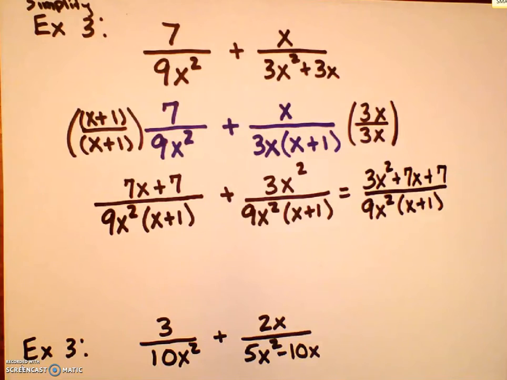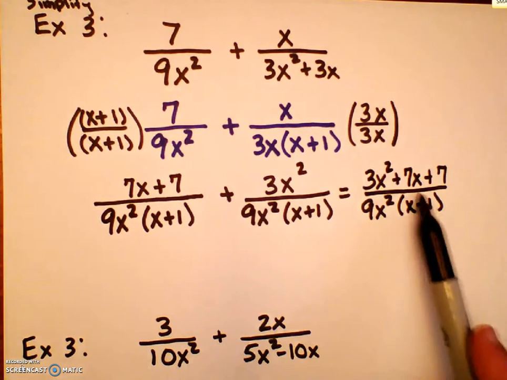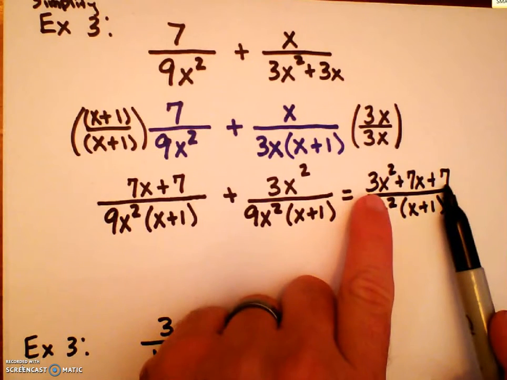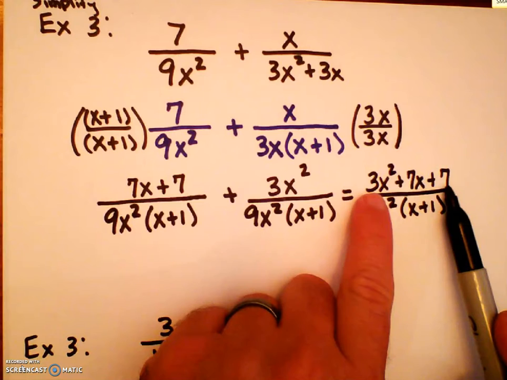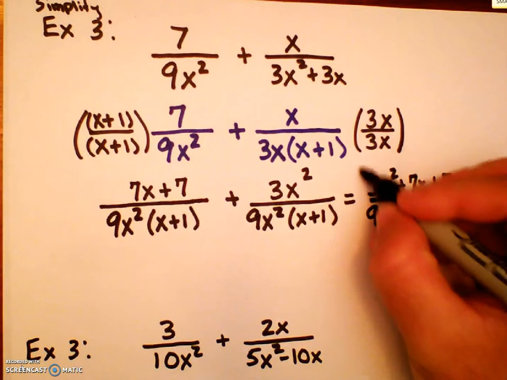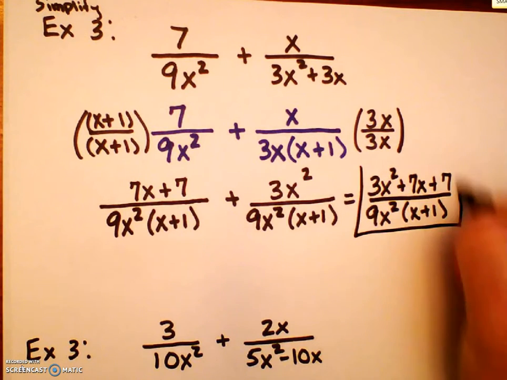And then from here, you will look to see if you can factor and cancel further. In this case, if you look at it, if I try to factor the top, 3 times 7 is 21. There are no factors of 21 that when you add them will get you a 7. So since the top is not factorable, this will be your final answer.